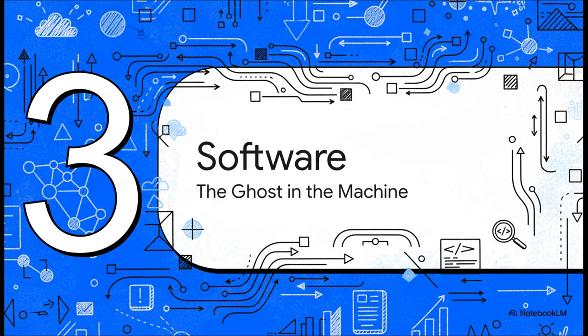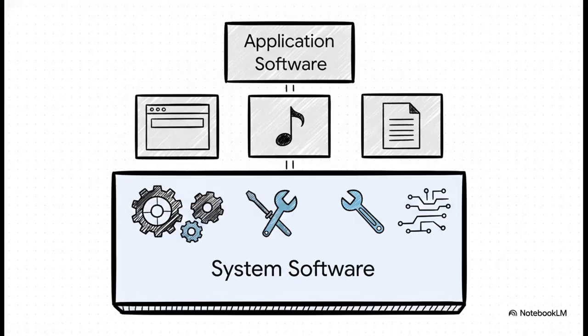This is that intangible layer, the ghost in the machine, that actually makes the computer useful to us. Generally, software gets split into two big categories. You've got system software, which is the foundational stuff that just keeps the computer running. Your operating system, for example, like Windows or Mac OS. And then you have application software, which is basically everything else you install to get specific things done, like your web browser, a video game, or a text editor.